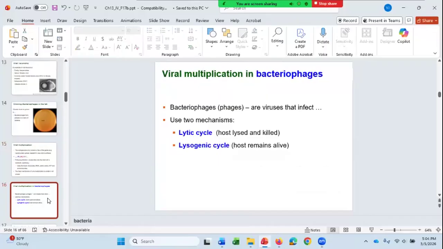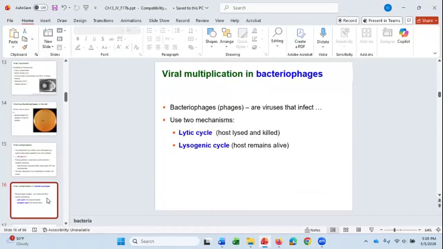Let's talk a little bit about viral multiplication in bacteriophages. Let me shut the door here because I'm getting some noise outside. I don't know if you guys could hear that, but I could hear it.